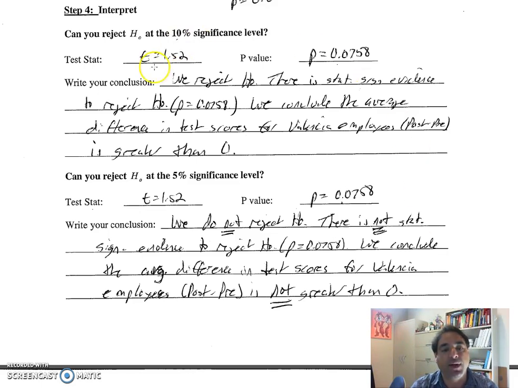So this is a good example of writing a rejection and a do not reject. So you get to see both. Now it depends on your alpha, remember? It's your p-value compared to alpha. So we have both here for practice.